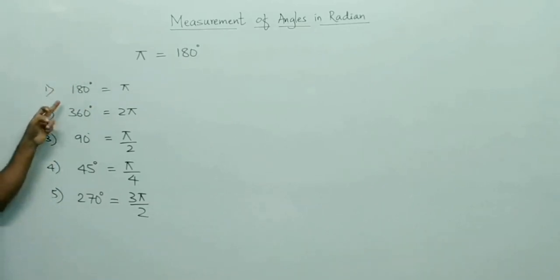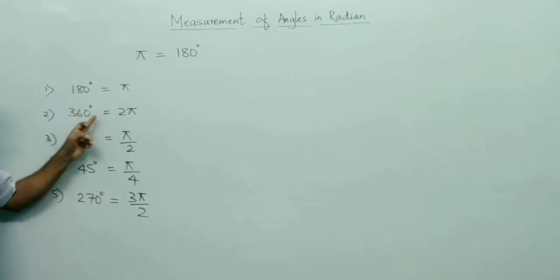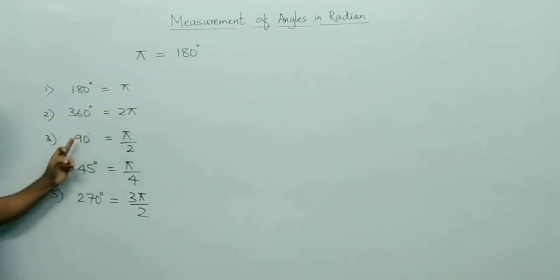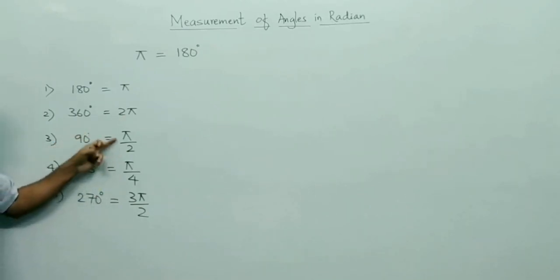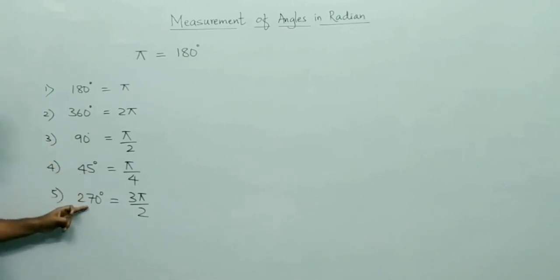So, hints to remember angles in radians. 180 means pi. 360 means 2 pi. 90 means pi by 2. 45 is half of this, pi by 4. 270 is 3 times 90, so you'll have 3 pi by 2.